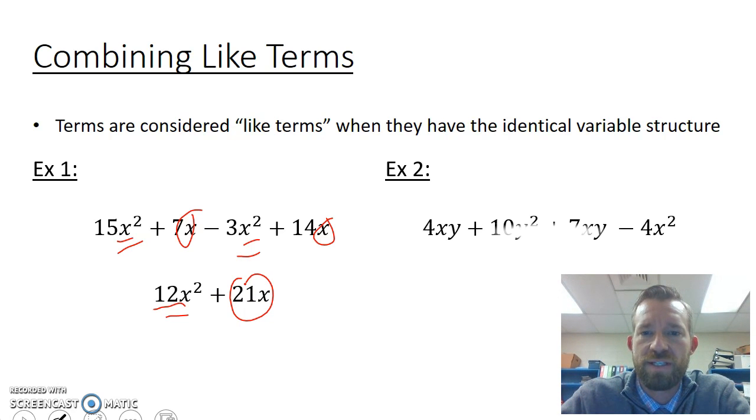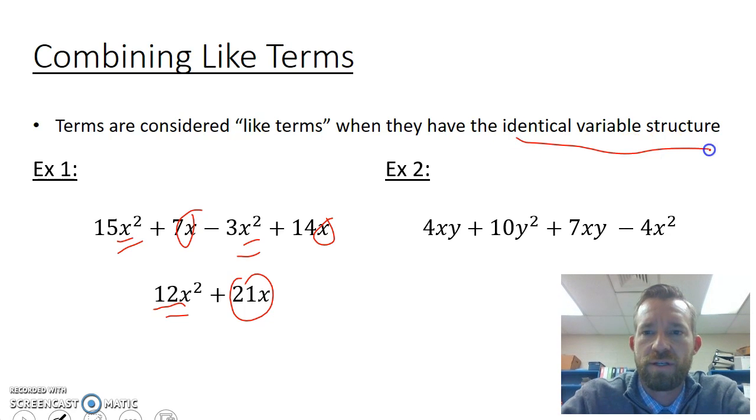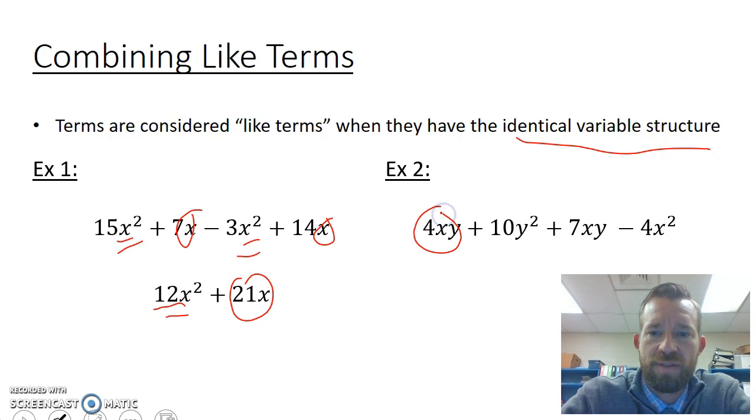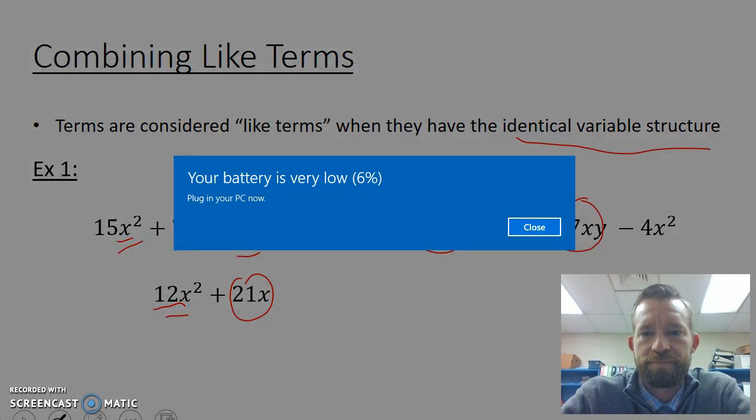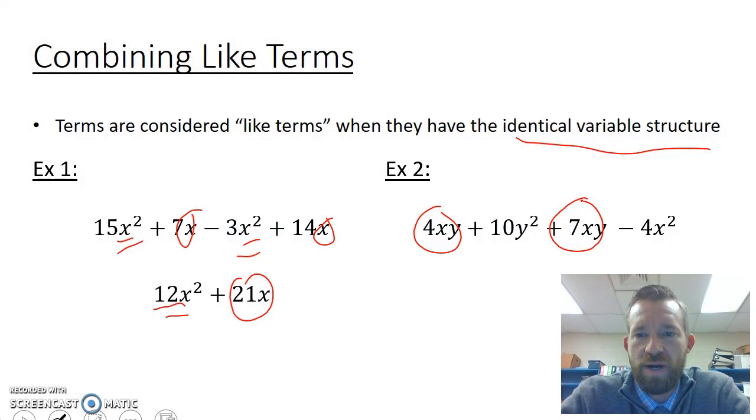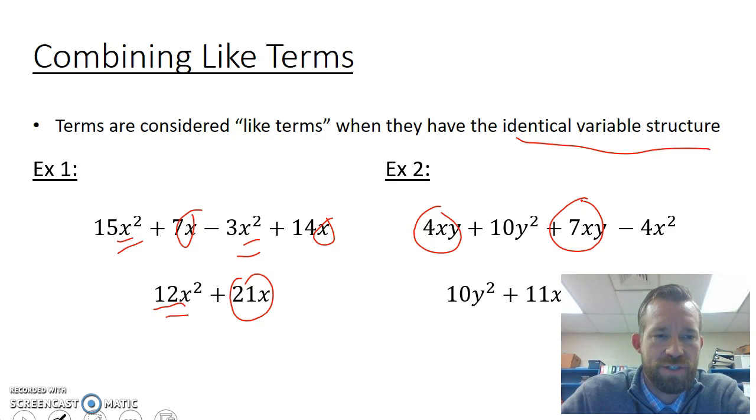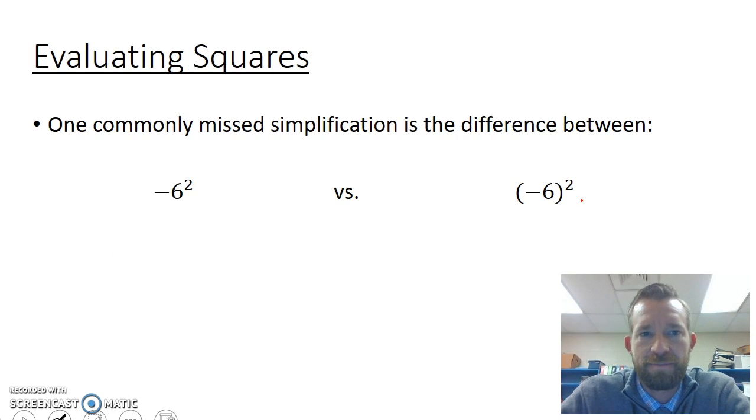There are other ways to do these kinds of problems. When you see something like this, again, we're looking for an identical variable structure, so we're looking for things that are the same. This 4xy term and this 7xy term would combine, whereas the y squared and the x squared terms can't because they're different from each other. So this is the only simplification we could do here. Combining like terms is just simplifying.